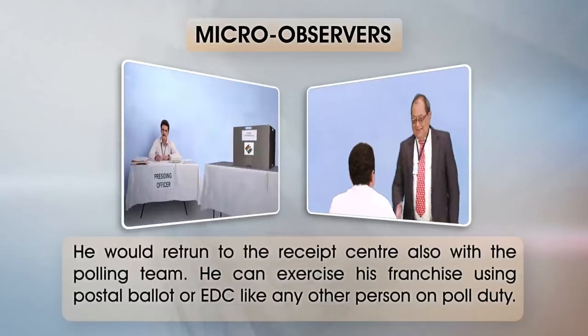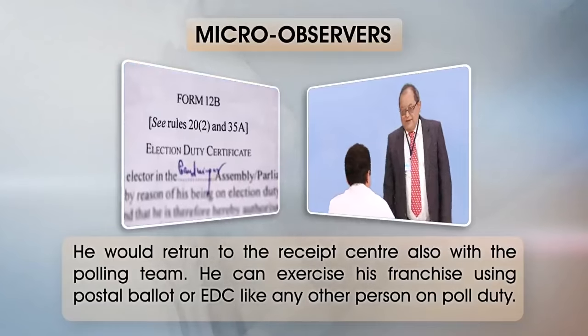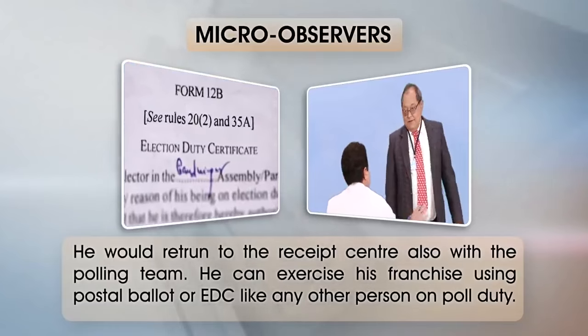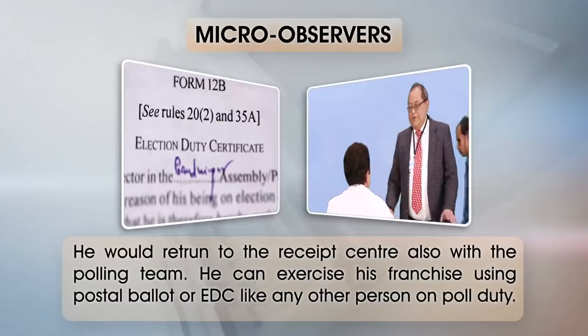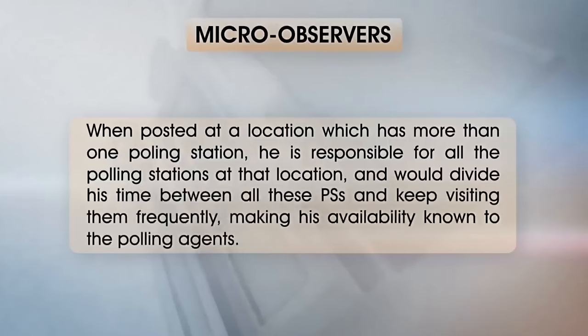He would return to the receipt center also with the polling team. He can exercise his franchise using postal ballot or EDC like any other person on poll duty. When posted at a location which has more than one polling station, he is responsible for all the polling stations at that location and would divide his time between all these PSs and keep visiting them frequently, making his availability known to the polling agents.